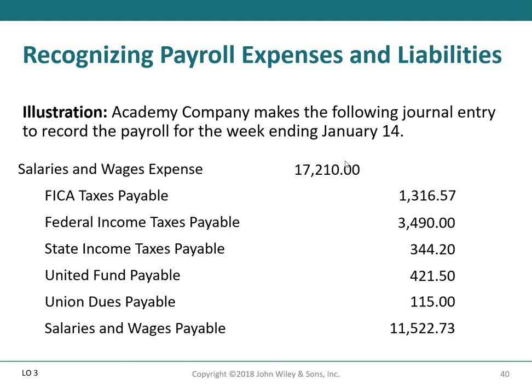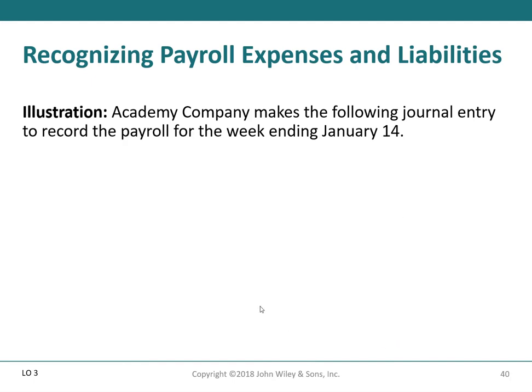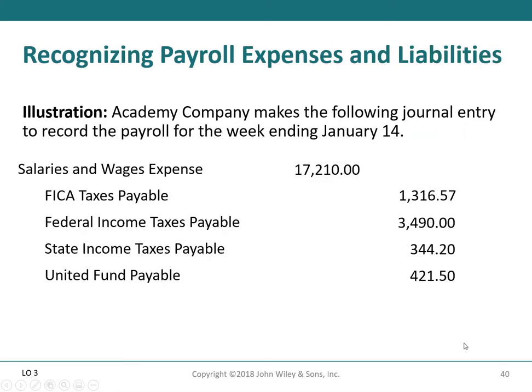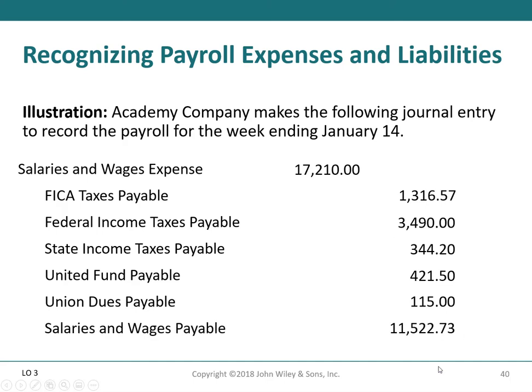And then the remainder, so I take my $17,210, subtract out all my deductions, and this is the net pay that's going to all the employees. And if you remember this register that we did right here, the net pay is $11,522.73. That goes to the journal entry. Here's my gross earnings, $17,210, and my total of my deductions for each: FICA, federal, state, union dues, and United Way. So that all comes from the register.